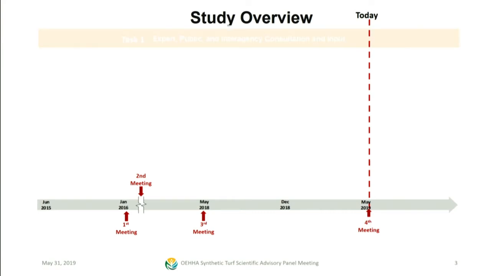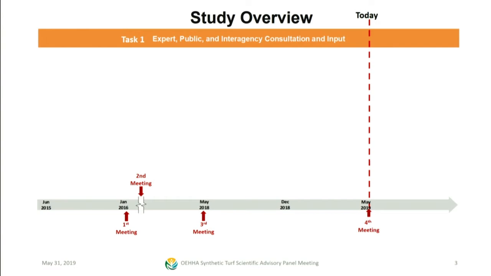And let's look at the tasks. Task 1 involves consultation with the experts and the public. The panel has been meeting annually since 2016, and today is the fourth meeting. In the initial stage of the project, OEHHA held a series of workshops to meet with local community stakeholders.